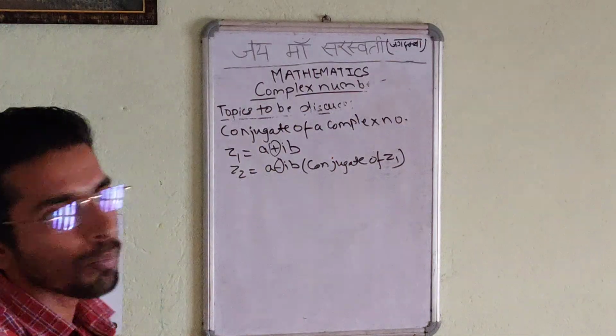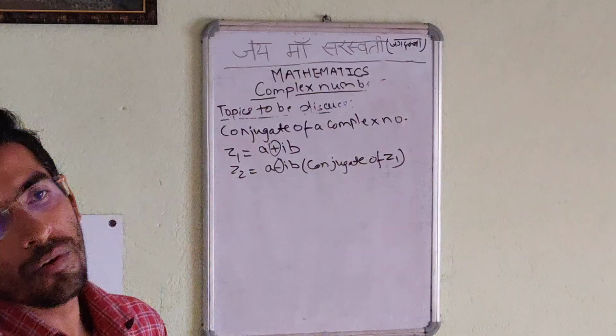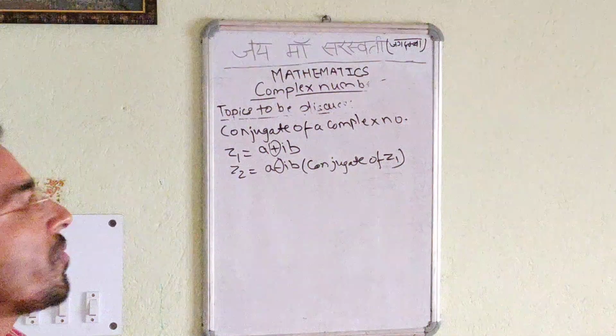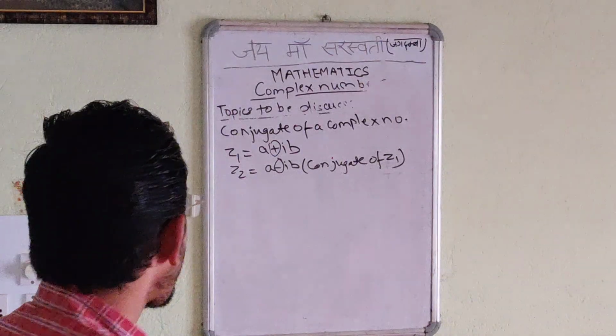And because of this inherent property, we have to establish various types of relationships in the case of complex numbers. So we will be seeing them slowly and mechanically.